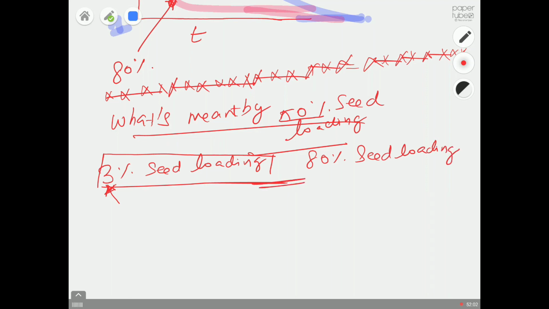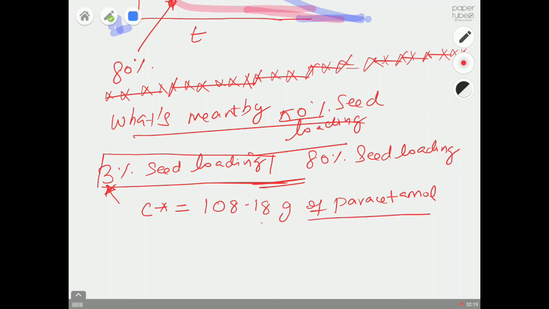Let's start from the solubility value. The solubility value is 108.18 gram of paracetamol per kilogram of IPA.